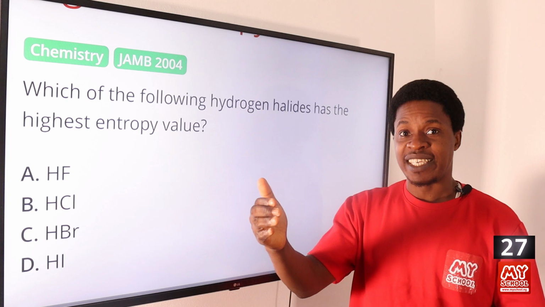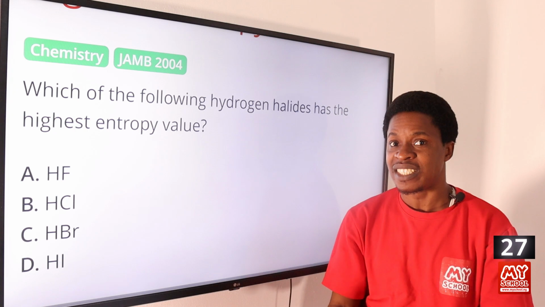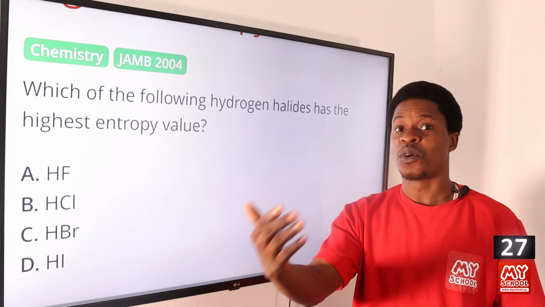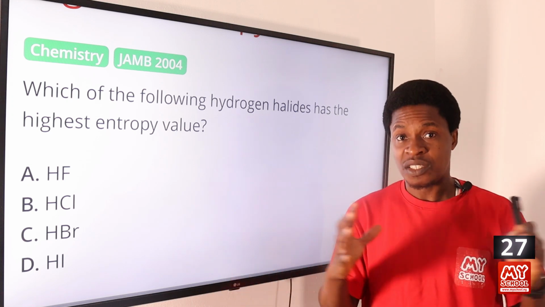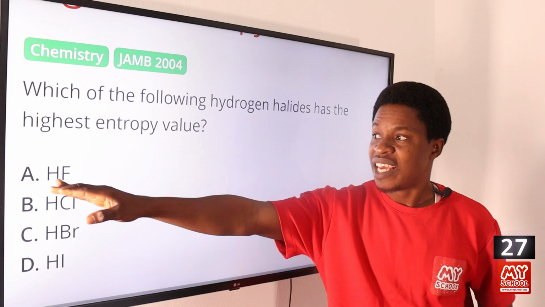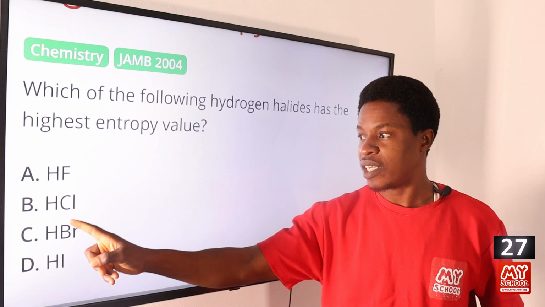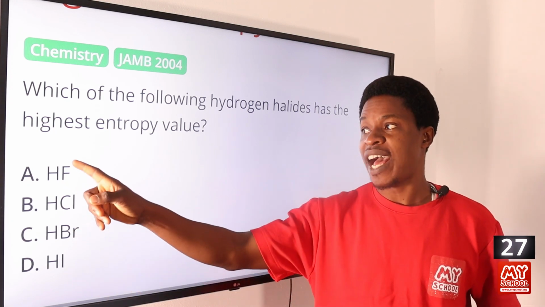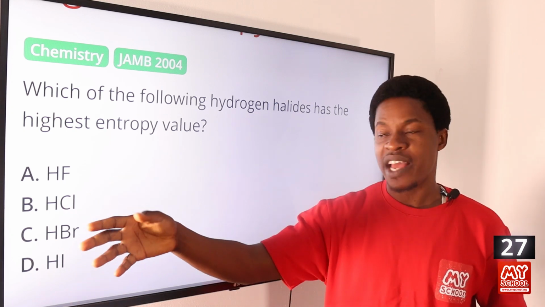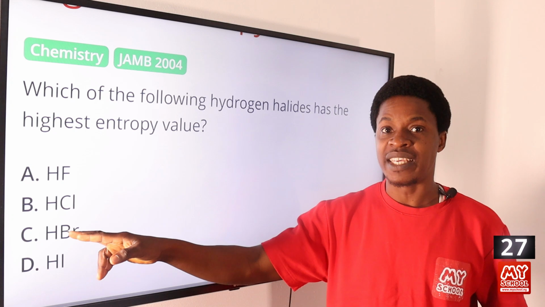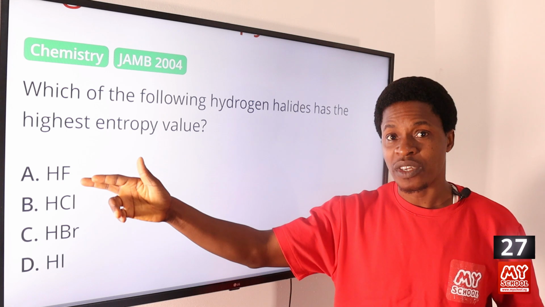So generally, for gases that have higher atomic weight, as atomic weight increases, we discover that the entropy, the level of disorderliness, will also increase. If we look at option A, hydrogen fluoride, let's take each of these halogens, because hydrogen is common to them. Fluorine has an atomic weight of 19. Chlorine has 35.5. Bromine has 80. Then iodine has 127, 128, so you see that it is increasing.